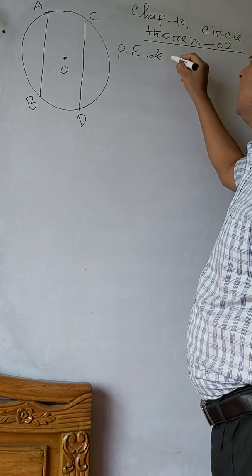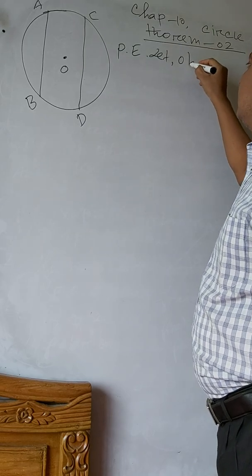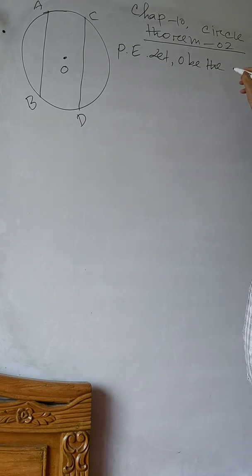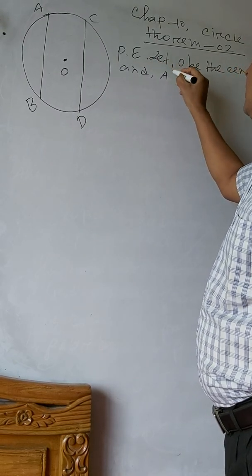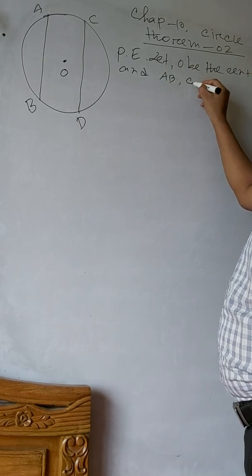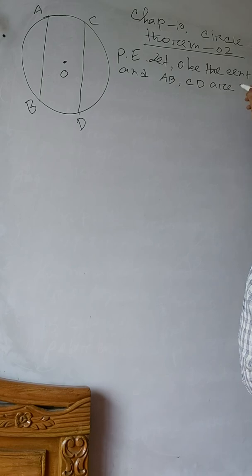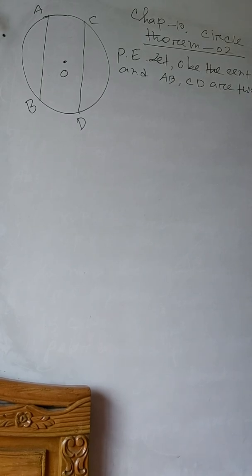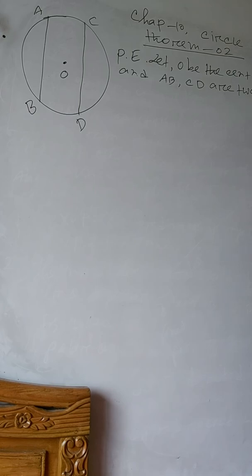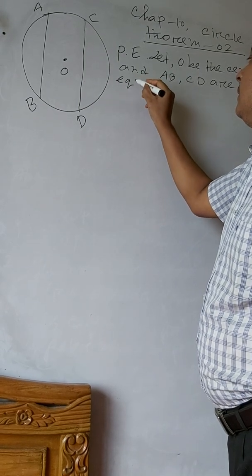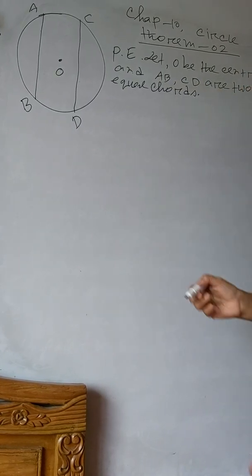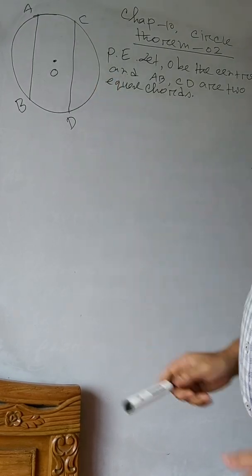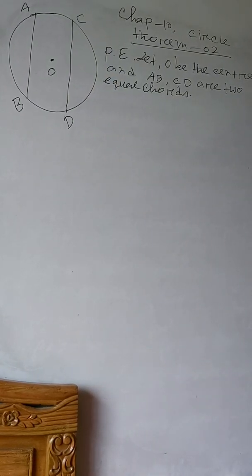Let O be the center, and AB and CD are two equal chords. This is given. Let O be the center of the circle. AB and CD are two equal chords.